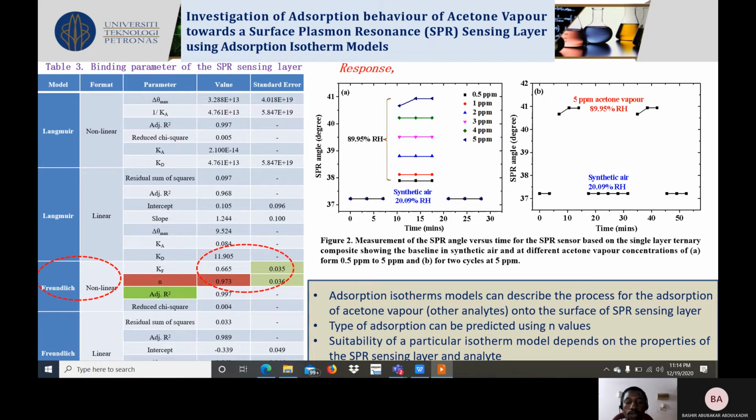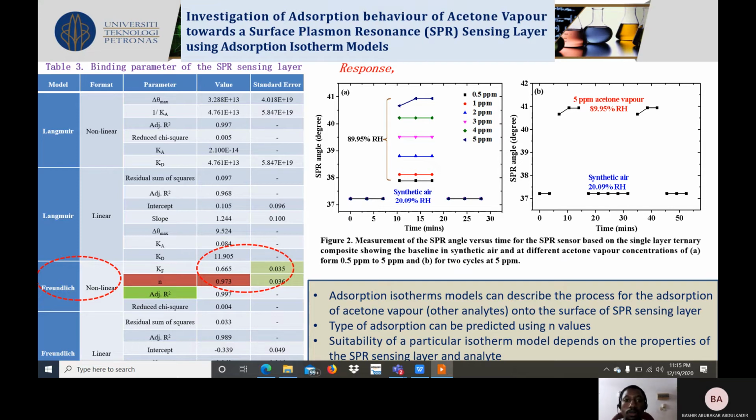And also from here, we can conclude that we can make use of these adsorption isotherm models to know which kind of behavior happens, whether it is a physical adsorption process or a chemical adsorption process. We will also understand that the suitability of a particular isotherm model depends on the properties of the SPR sensor layer and the analyte, because what makes a model fit better depends on the type of the material as well as that of the analyte.